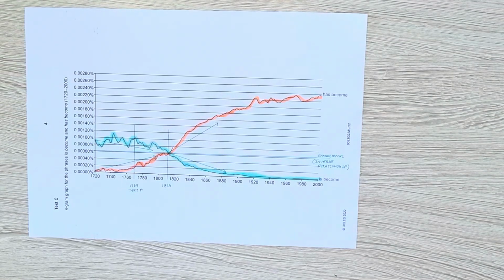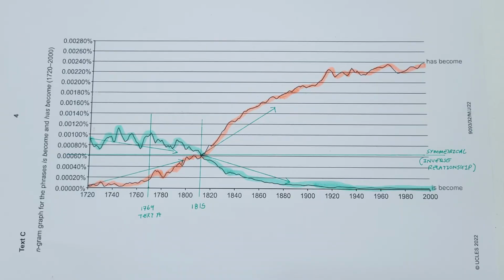So around 1815, these two terms converge. Has become eclipses is become and becomes the more dominant term. After that, has become continues to increase, reaching about its maximum a little after 1900, 1910, and at a similar time, is become seems to fall almost completely out of usage. Around 1920, it just doesn't get back up again.